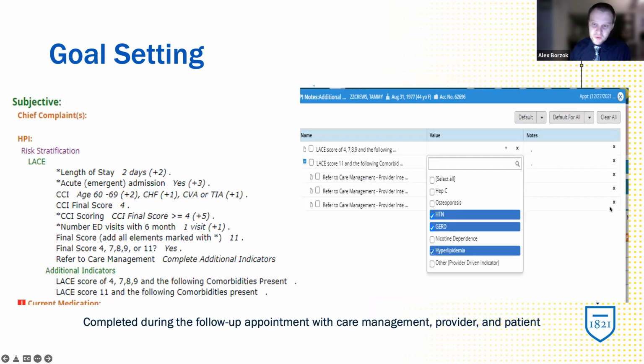So say, for example, we have a patient with a LACE score of 11. This is the flow as it looks in the chart. This can be part of your HPI within your progress note for the visit. So complete additional indicators. This person has a LACE score of 11, so we can use the LACE score of 11 in the following comorbidities that are present.